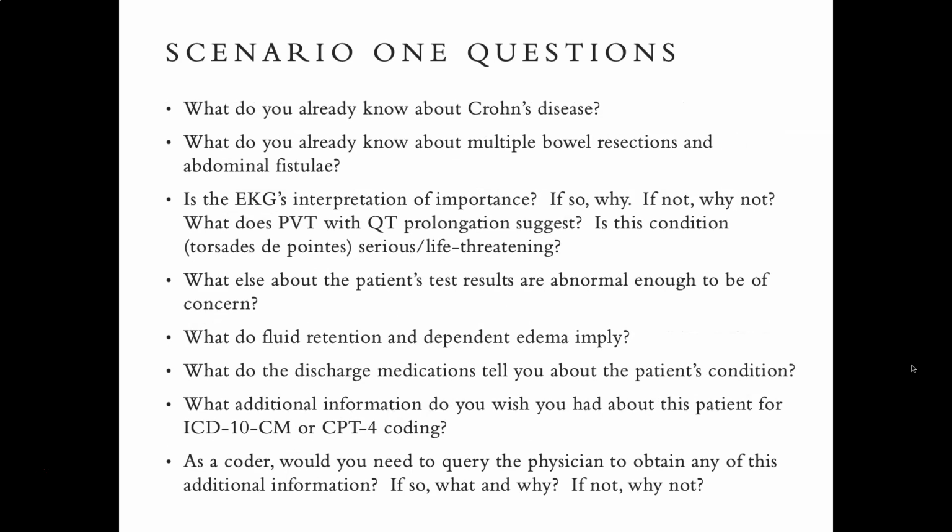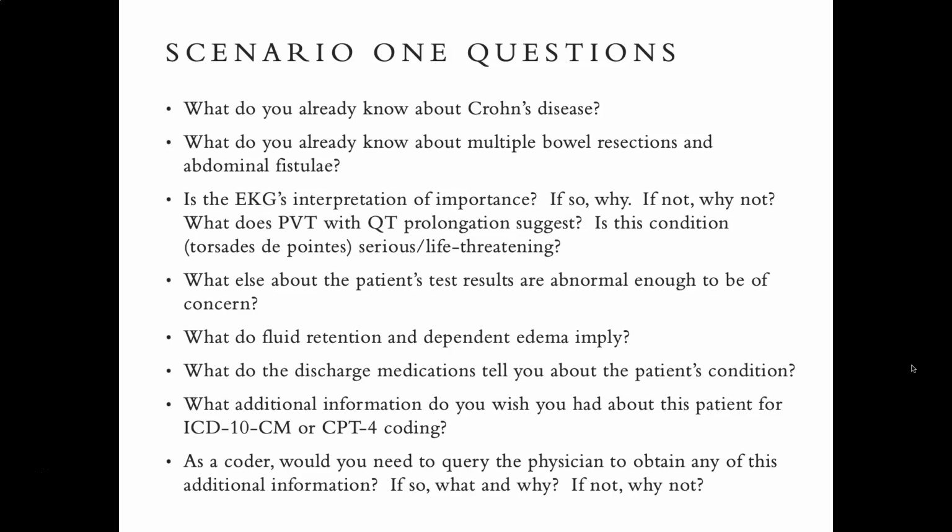My questions for you are, what do you already know about Crohn's disease? What do you already know about multiple bowel resections and abdominal fistula? And let me slow down for a minute. What do you know about Crohn's disease? Well, you need to know that Crohn's disease is an autoimmune type of situation. So what kind of meds would you expect someone with Crohn's disease to be on if you're dealing with an autoimmune situation? And is the patient already on that? We're going to kind of notice that.